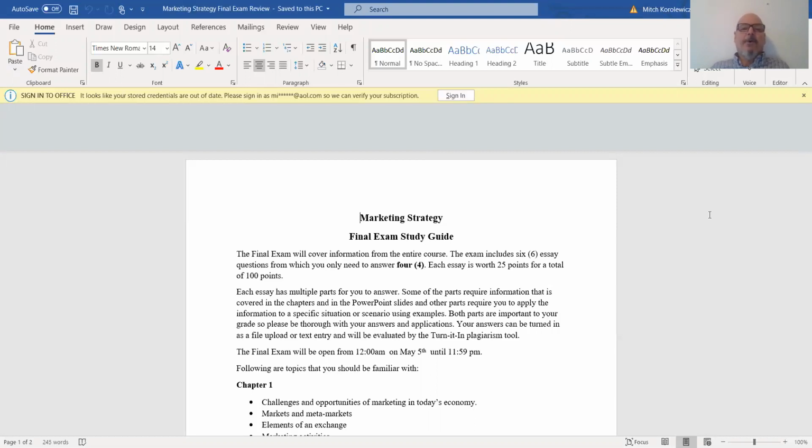Each essay has multiple parts for you to answer. Some of the parts require information that is covered in the chapters and in the PowerPoint slides, but other parts of the questions require you to apply the information to a specific situation or scenario using examples. Both parts are important to your grade, so please be thorough with your answers and with your applications. I'm really looking for some of that information, but how are you going to use it? How can you apply it?